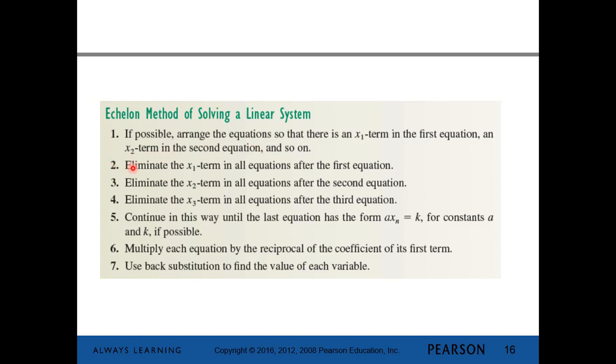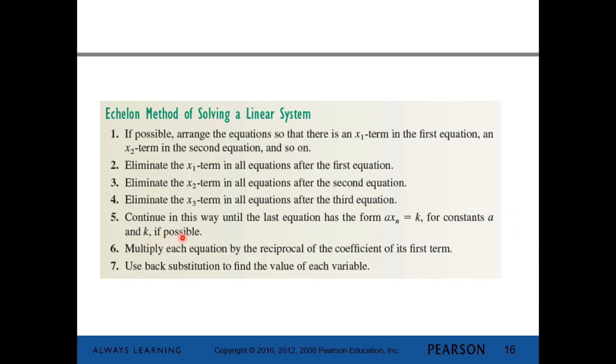Then we're going to eliminate all of the x1 terms after the first equation. And then we're going to eliminate all the x2 terms after the second equation, and then all the x3 terms after the third equation, and so on and so forth. Then we're going to continue in step 5 until the last equation has the form of just a times x sub n equals some constant k, for constants a and k, if possible.